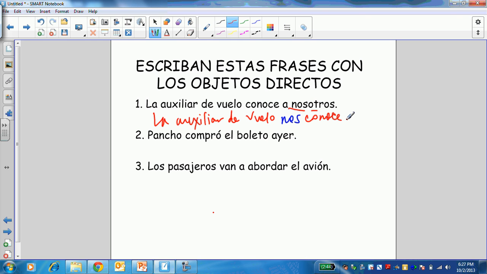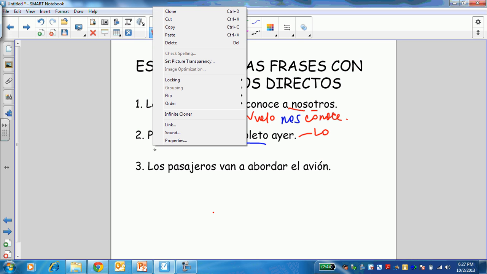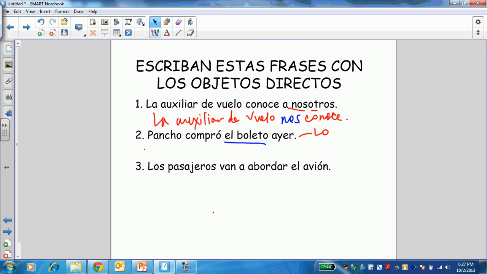Número 2, Pancho compró el boleto ayer. El complemento directo es el boleto. Vamos a usar, en vez de boleto, vamos a usar lo. Vamos a escribir entonces, excuse me, Pancho lo compró ayer. Pancho bought it yesterday.